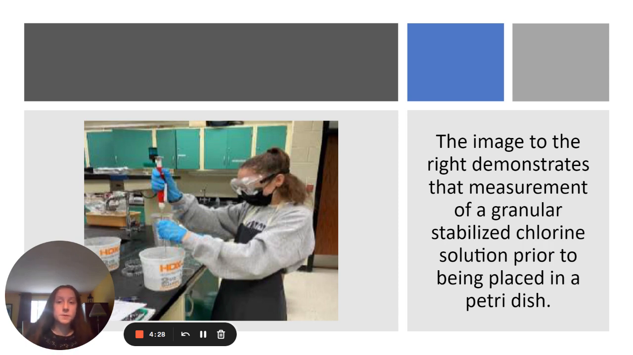Here are some images from my procedure. This is the creation of the granular stabilized chlorine solutions and their measuring.